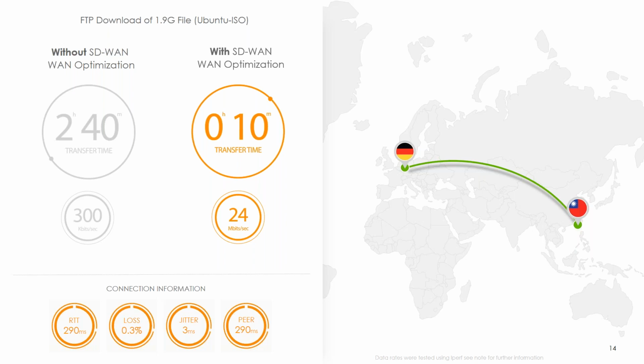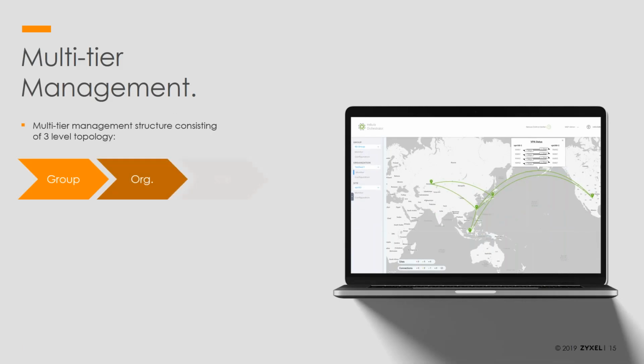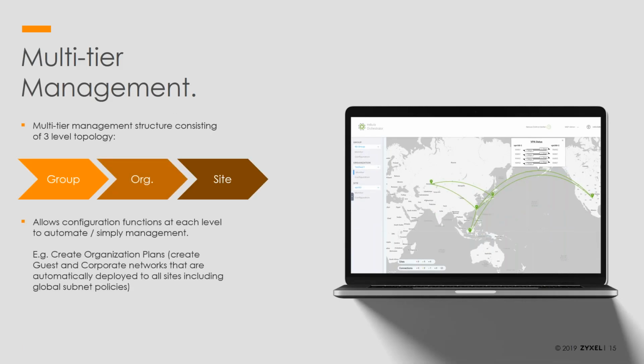So how can we manage this? The management is multi-tier management. It's a 3-level topology. That means that we have a group level, and in the group level, we can put all the admins in. And the admins can be related to the organizations or the sites underneath. So the group is you as an MSP. The orgs are your customers. And the sites are the sites within that customer. And then you can build the VPNs within the same organization from site to site. So that's the whole idea.